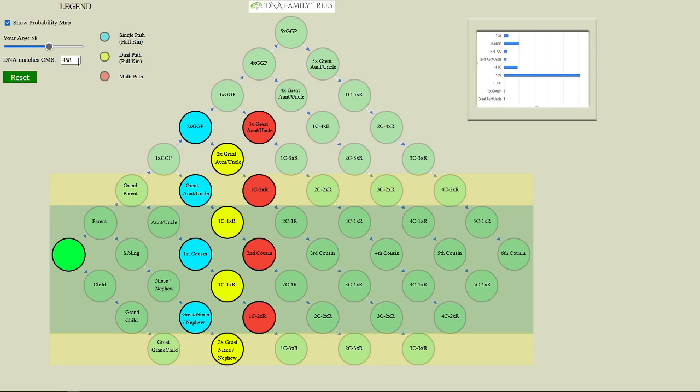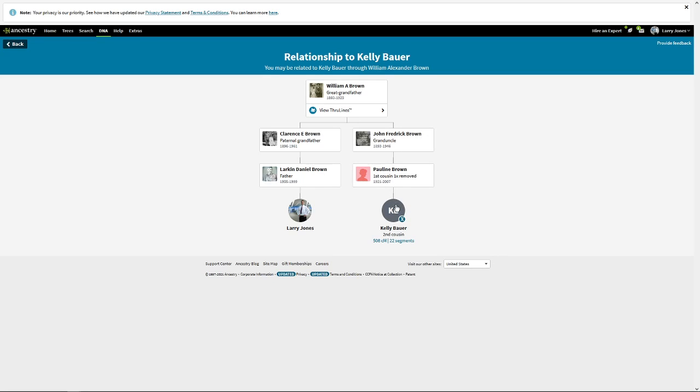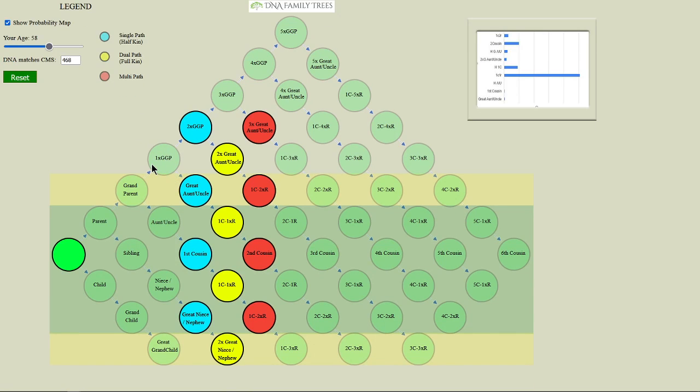425 to 468, that's 43 difference. 425 to 508, that's a very significant difference. There is another path somewhere. Now, you'd say, well, Larry, you've identified it. Here's the path. It goes from her to Pauline to John to all 4 of the grandparents, and it goes to you, to Larkin, and Clarence, and all 4 of those grandparents. You nailed it. There can't be any more.